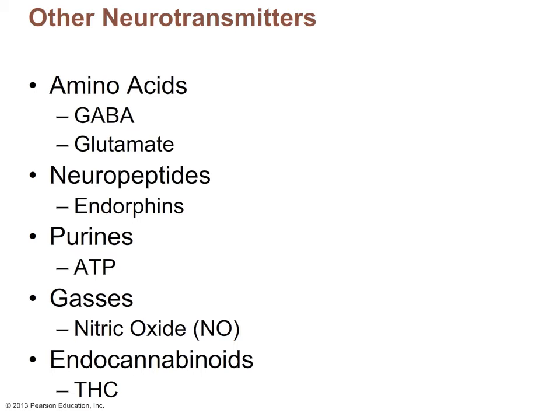Another type of inhibitory neurotransmitter are something called endorphins. Endorphins are special types of neuropeptides, so they're based on amino acids. And you probably already are aware that endorphins are our natural painkillers. When secreted, they tend to reduce our perception of pain.